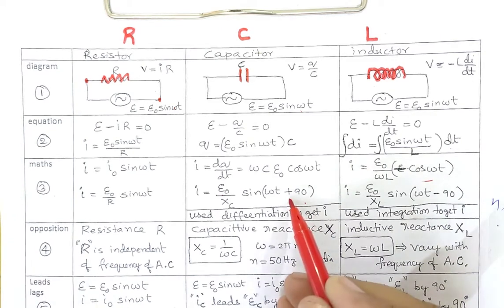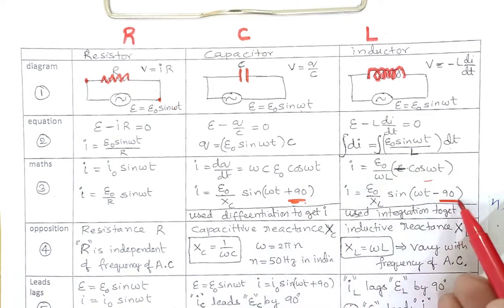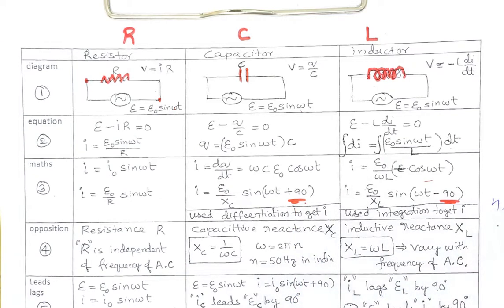But this should be learned by heart. Plus 90 and minus 90. In case of a capacitor, current is always leading by plus 90. In case of an inductor, current is always lagging the EMF by minus 90.